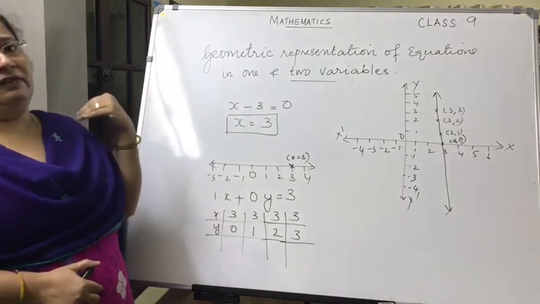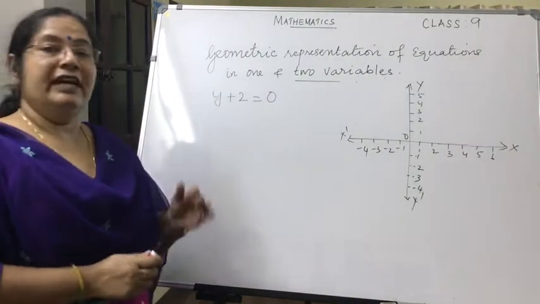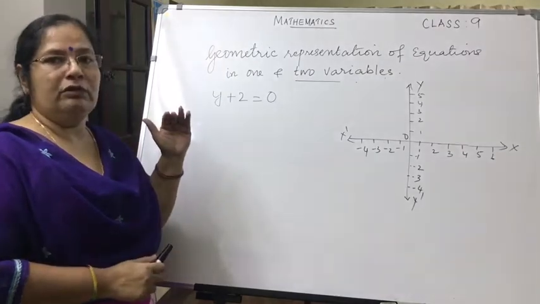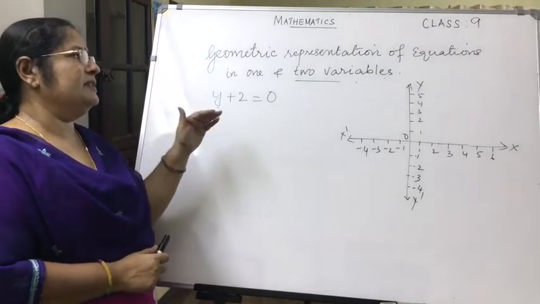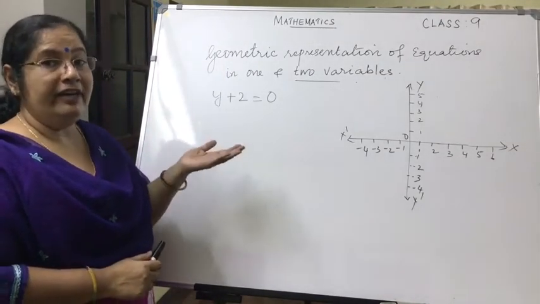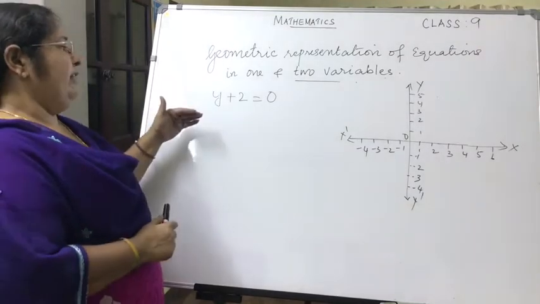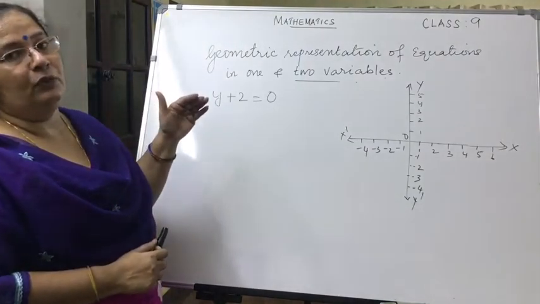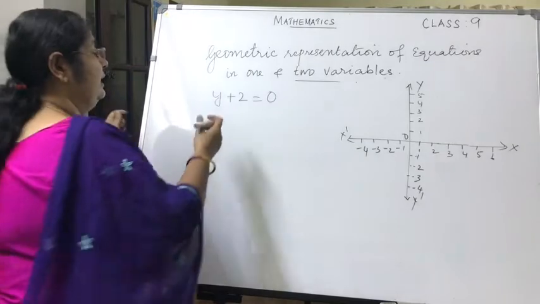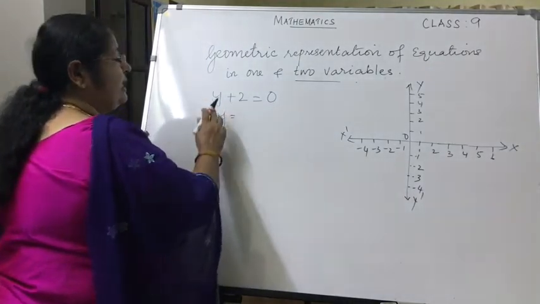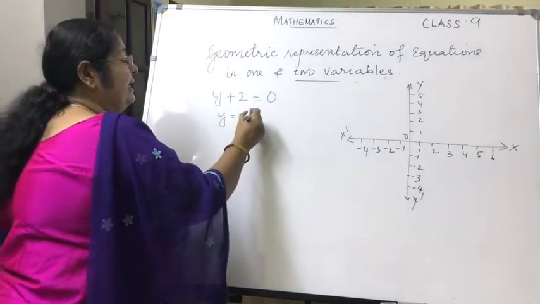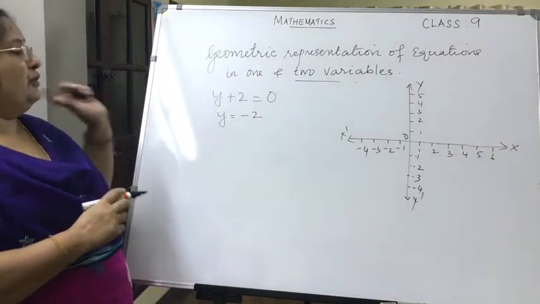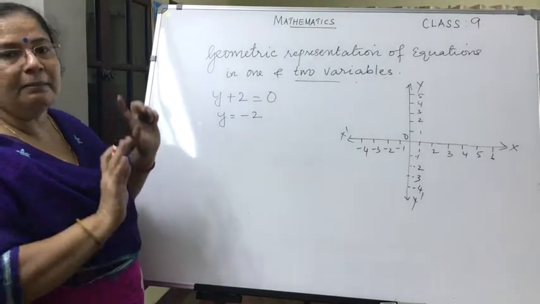One more example we will take regarding y. So we have an example here, y plus 2 equal to 0. You have to give the geometric representation of this both in one variable and two variables. Now in one variable, y plus 2 equal to 0. So what will be the solution? Y will be equal to, transposing plus 2 to the other side, minus 2. So the solution is y equals minus 2.